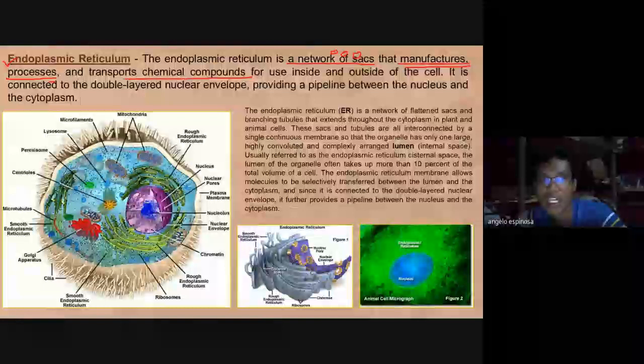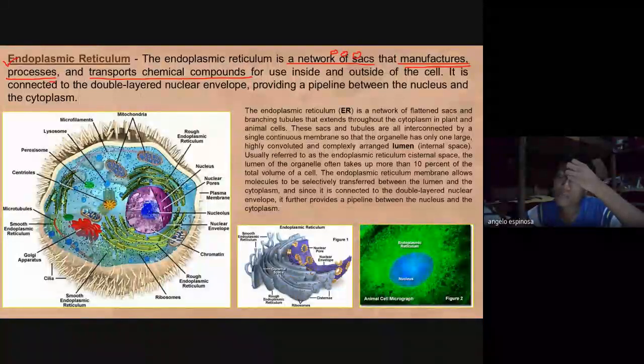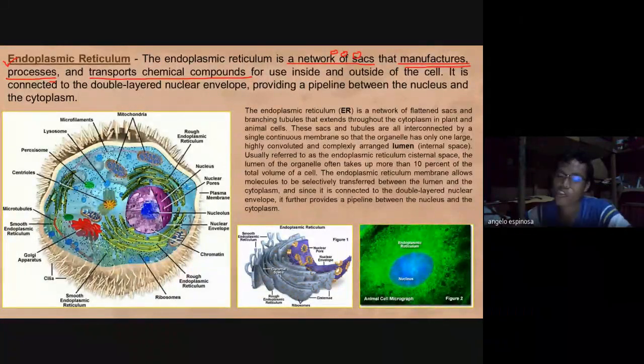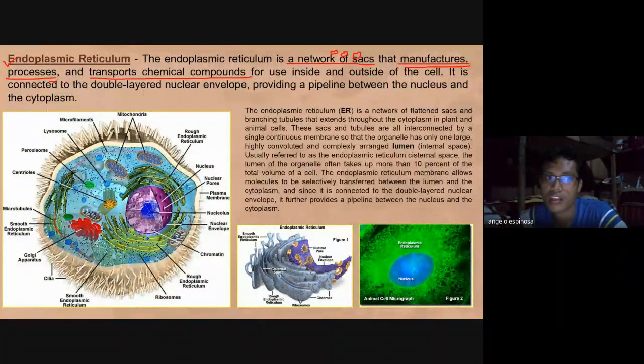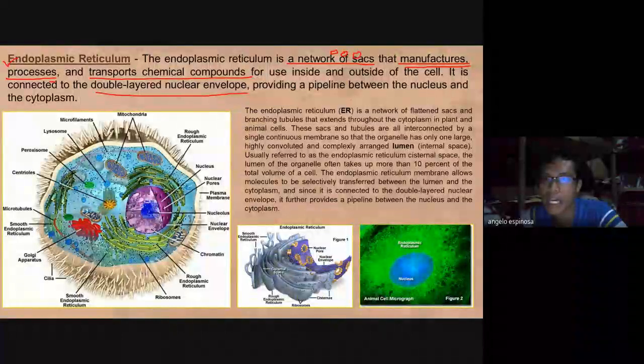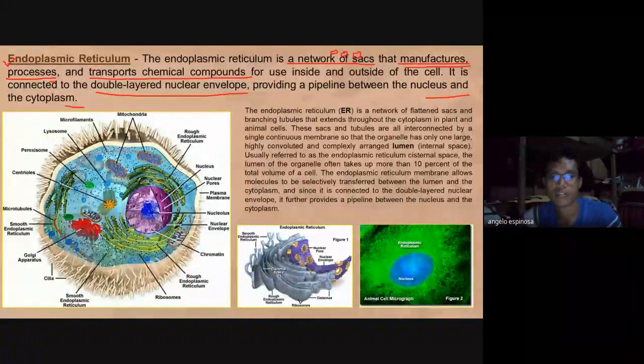So it will first pass through, like in a company, QC or quality control. It passes through quality control before proceeding to transportation, for use inside and outside of the cell. It is connected to the double-layered nuclear envelope, providing a pipeline between the nucleus and the cytoplasm.